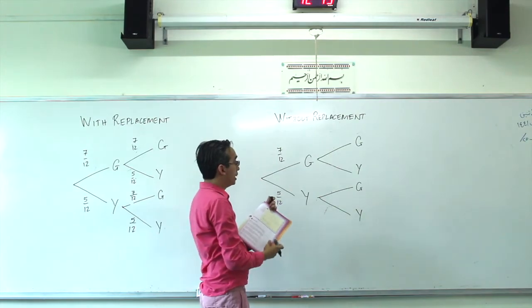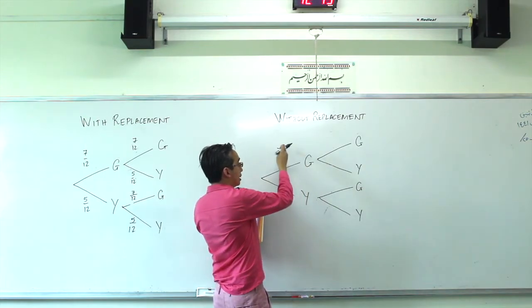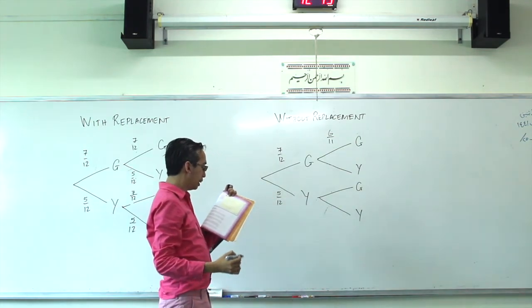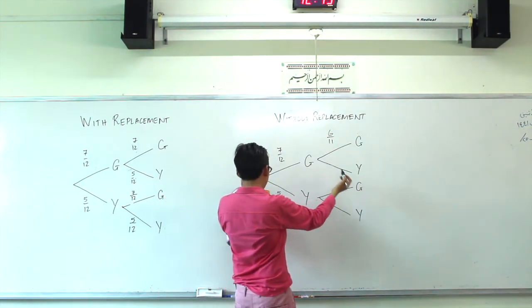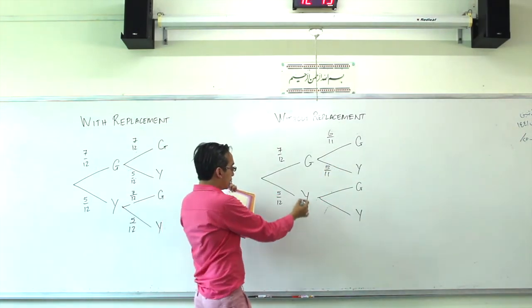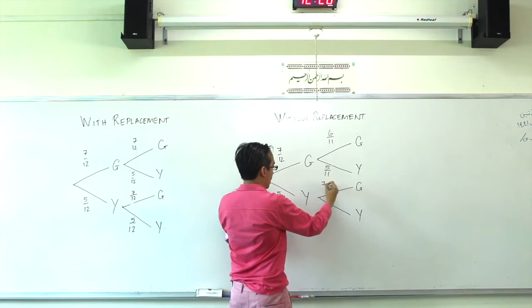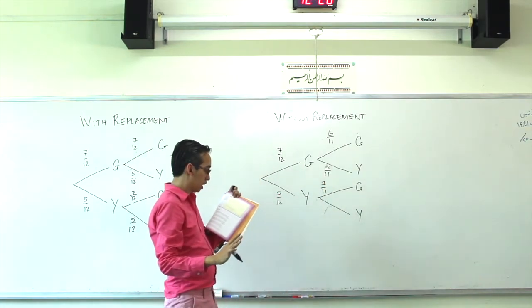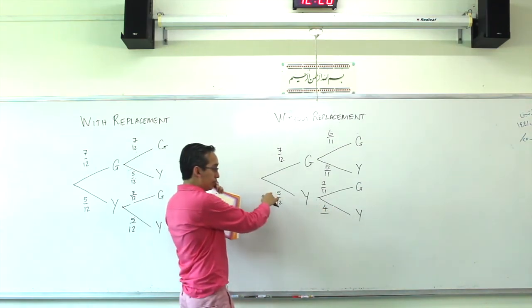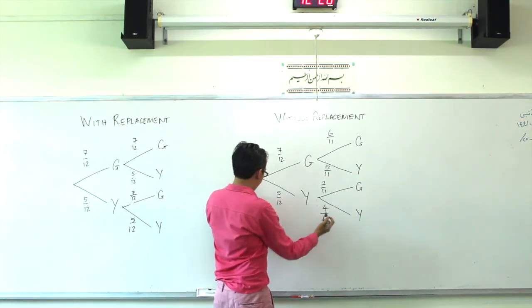First, the total number of balls will now become 11. So if you take out the green, there are 7, we will now be left with 6 over 11. If we take out the green, the number of yellow is still 5, so it's 5 over 11. Likewise, for the second part, if you take out the yellow, the green will remain the same as 7, but the total is still 11. And for the yellow, it would be 4, because it is originally 5, but you took out the yellow and you didn't replace, so it's 4 over 11.